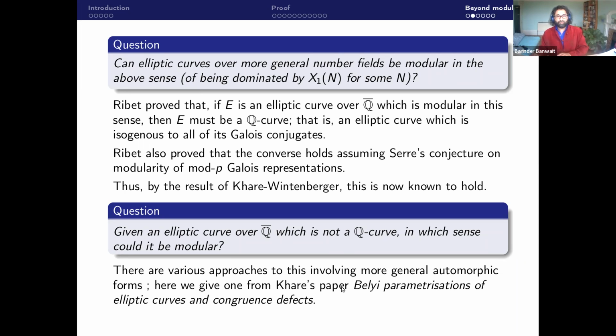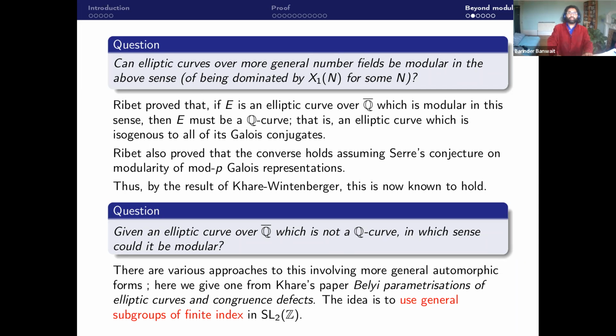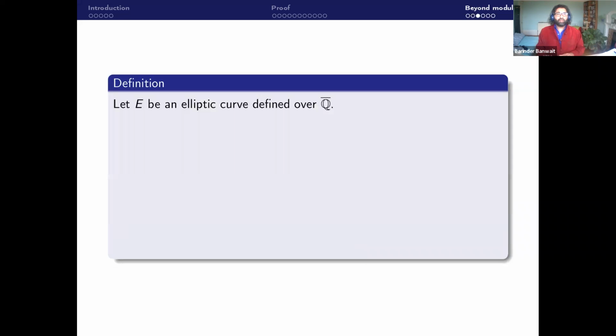We're going to follow this paper of Khare, Belyi parameterizations of elliptic curves and congruence defects. And the idea of Khare there is to weaken the notion of congruence subgroup. So any congruence subgroup of SL_2(Z) is a finite index subgroup. But the converse is not true. There are finite index subgroups that are not congruence subgroups. So he makes the following definition.